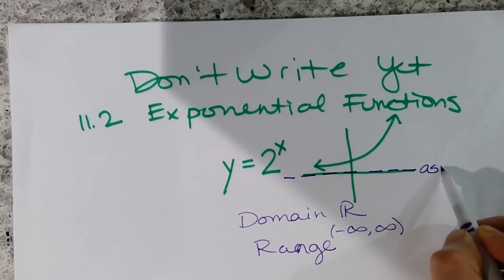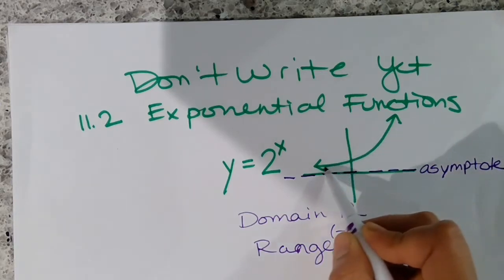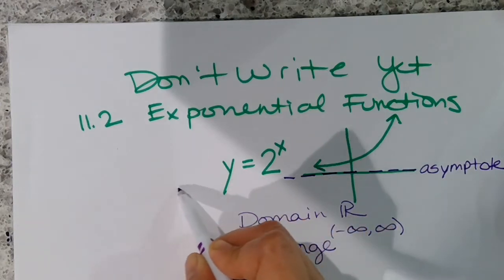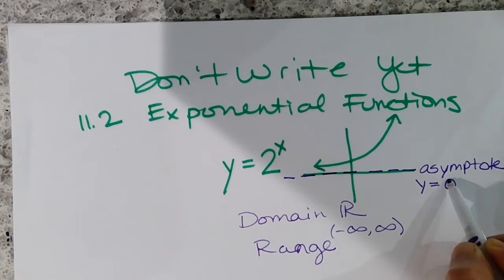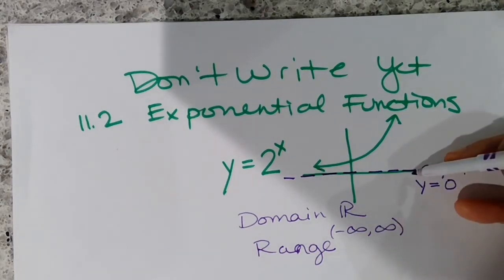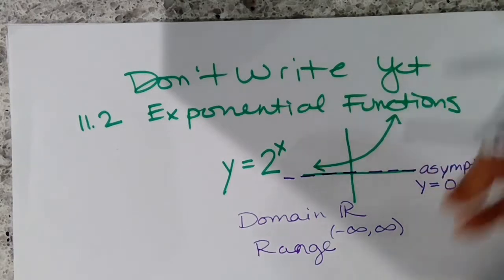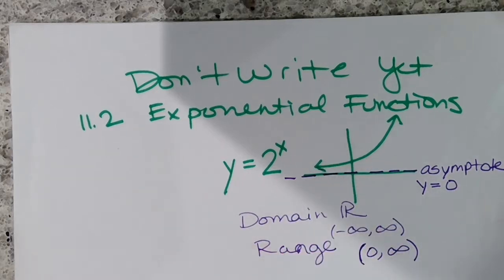and an asymptote is a line that your graph approaches but never ever ever will cross. So it has an asymptote at y equals 0. And so your range becomes from 0 all the way up until infinity. So your range is from 0 to infinity. And that's a soft bracket because it doesn't include 0.